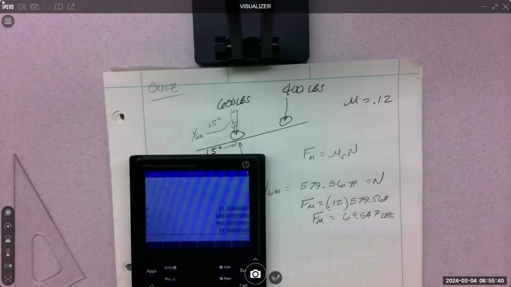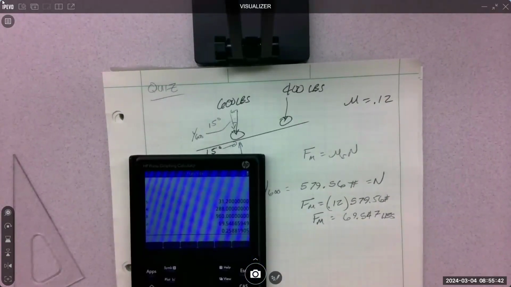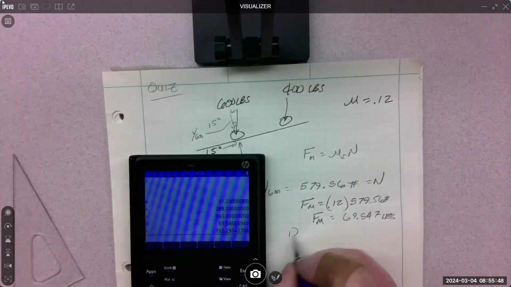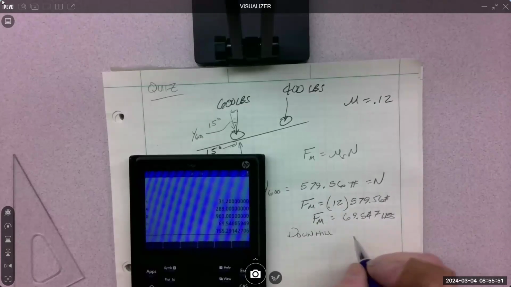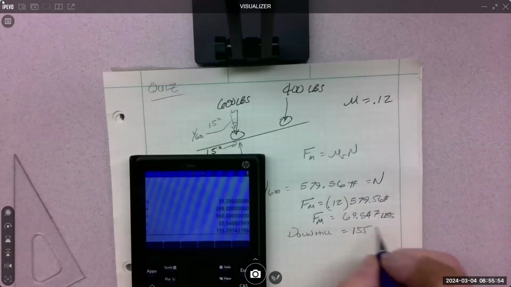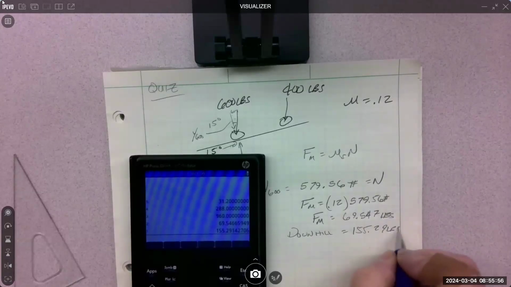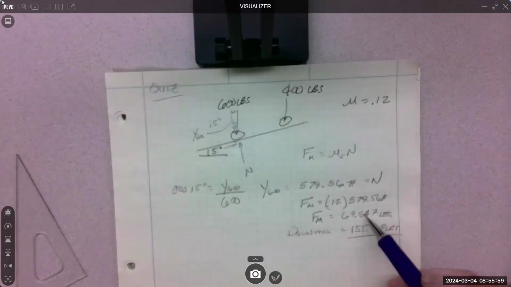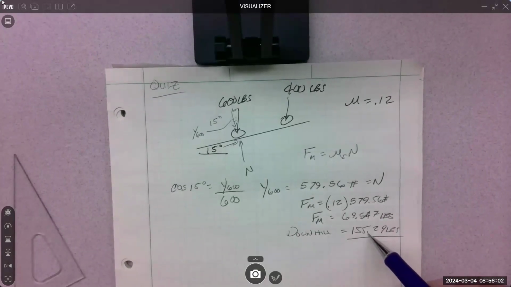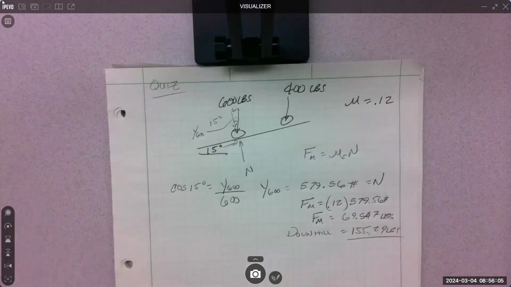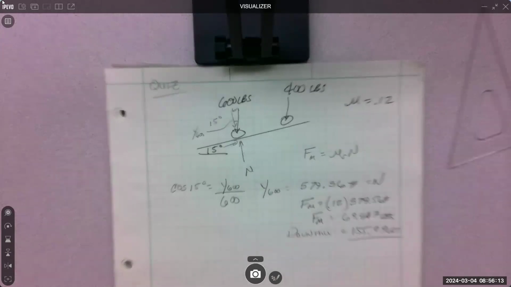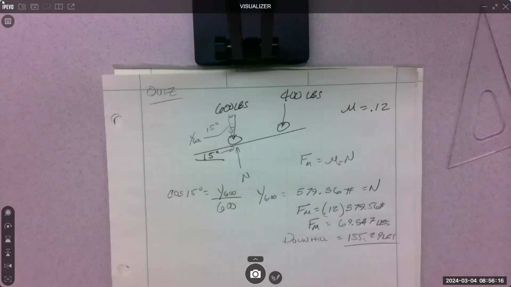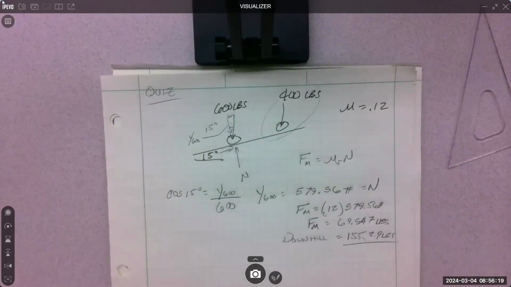So that's going to be sine 15 times the 600, 155.29 pounds downhill. So the friction available is this, and the down-the-hill force is this. It's clearly not going to stop, not going to stay put. You are sliding down the hill. So get some chains on. It's unsafe.